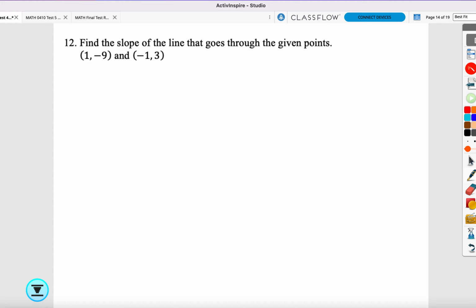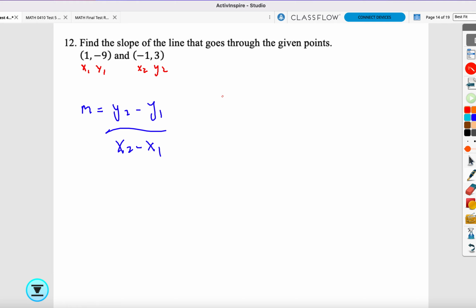12. Find the slope of the line that goes through the given points. So we have 2 points. To do this problem, guys, we need to use the formula m equals y2 minus y1 over x2 minus x1. So we gotta label our points, right? So this is gonna be x1, y1. This is gonna be x2, y2. I'm gonna be honest with you, does it matter how you do it? No, it does not, guys.